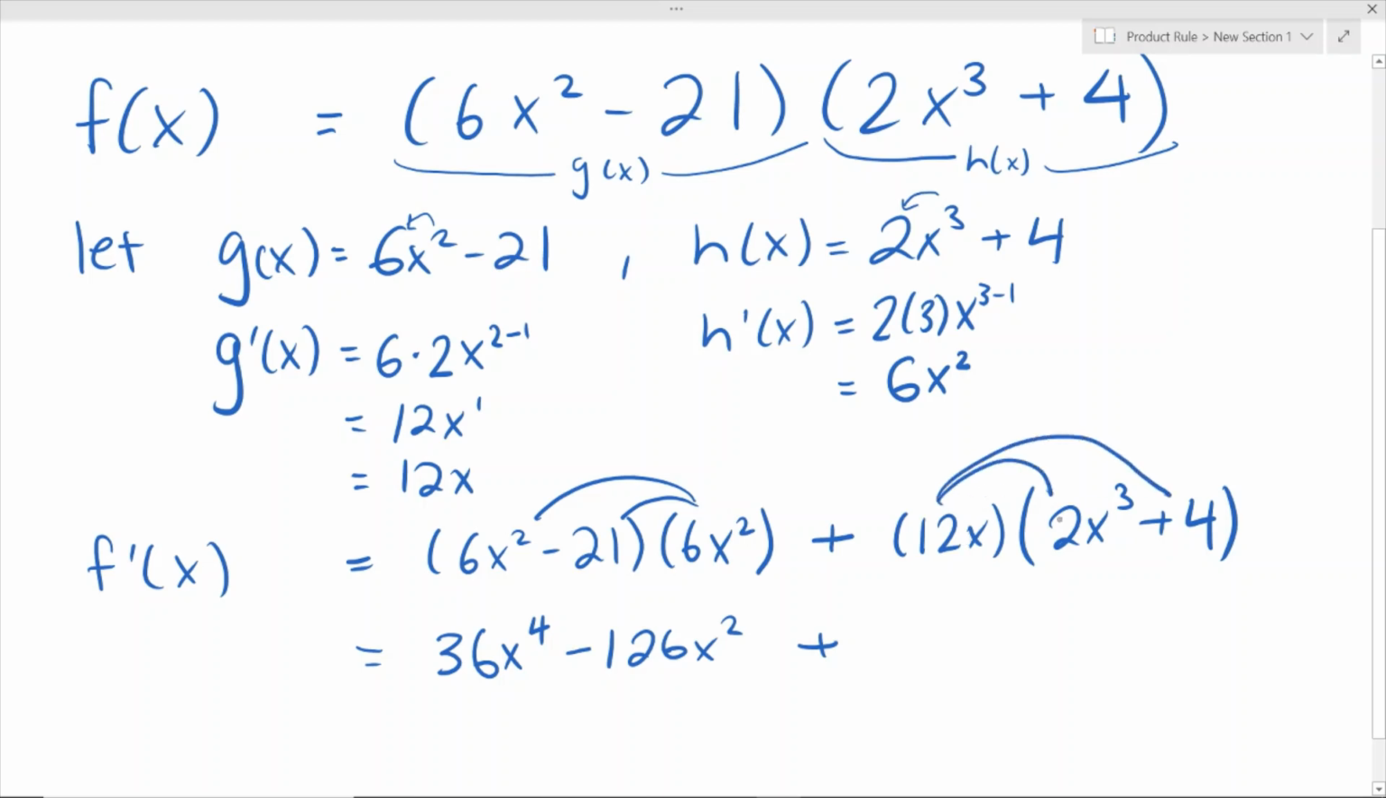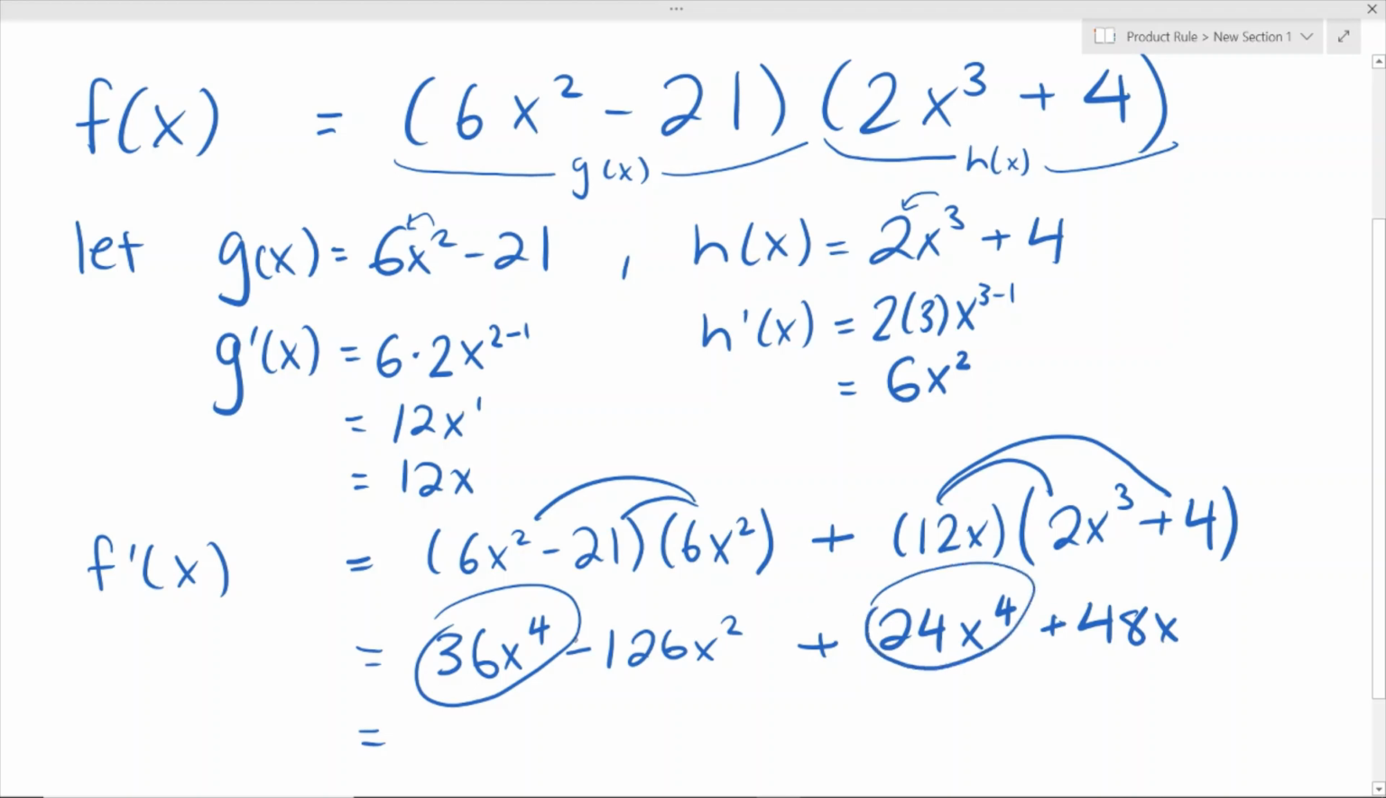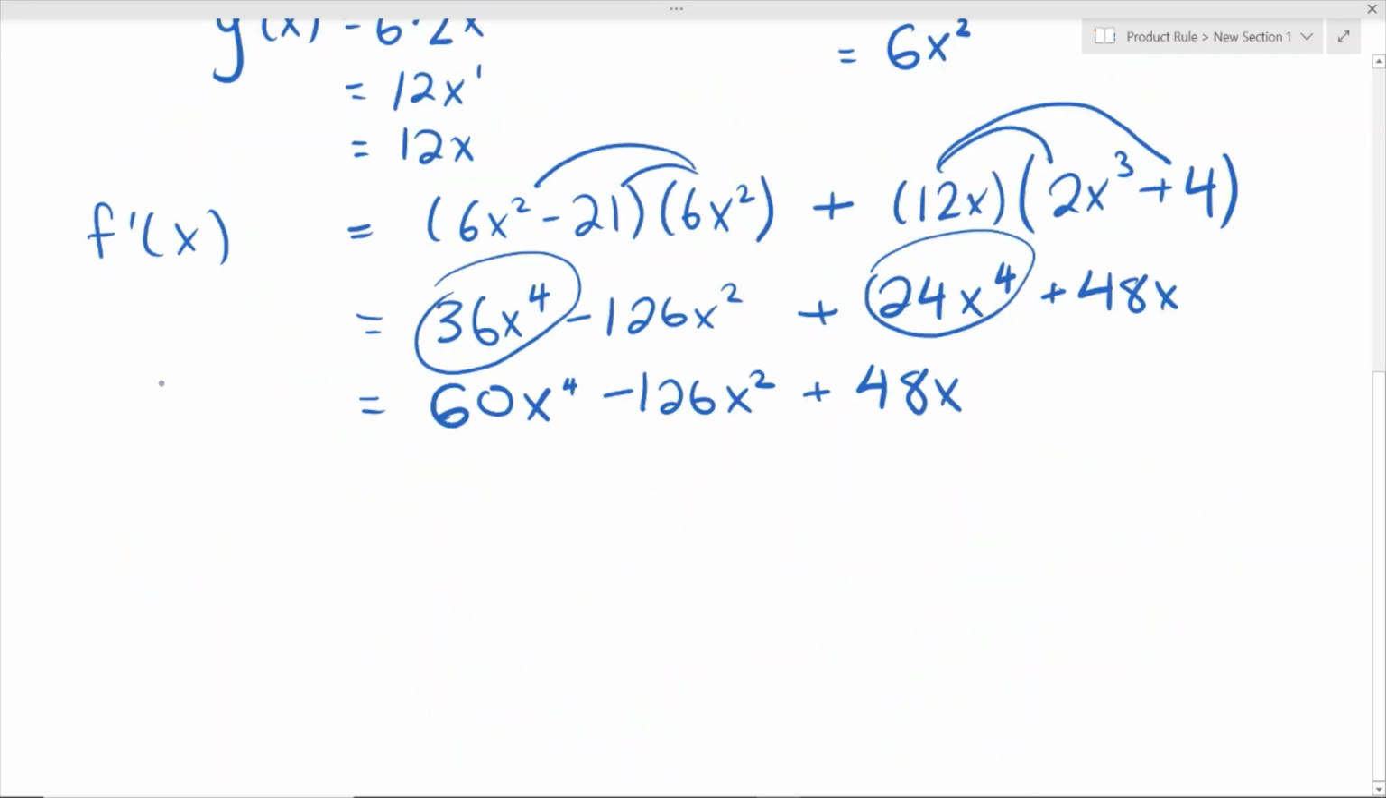So 12x times 2x cubed is going to give 24x to the exponent of 4. Now 12x times 4 is going to give 48x. And then from here we can simplify. So we have a like term here and a like term here, both x to the exponent of 4. 36 plus 24 gives 60, so it's going to be 60x to the exponent of 4. And then we copy -126x squared, copy positive 48x. And there we have it.